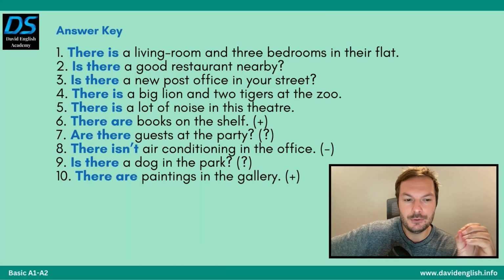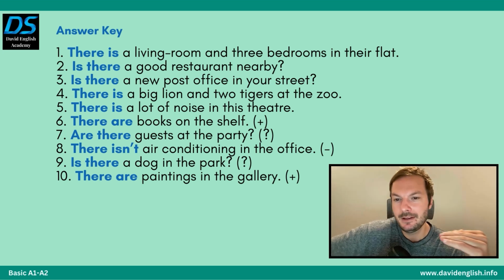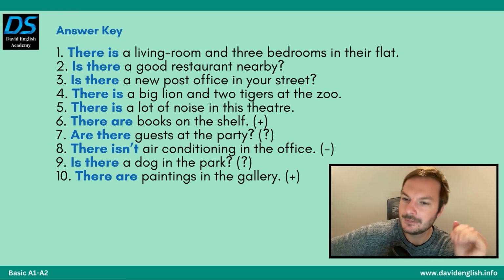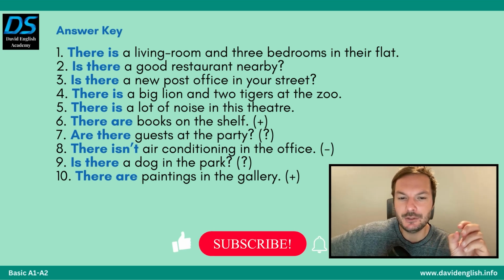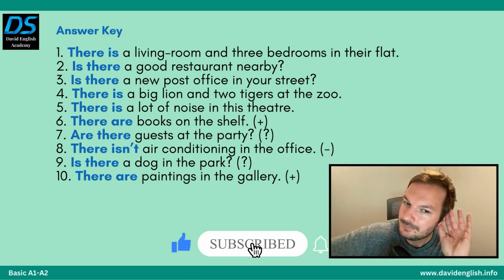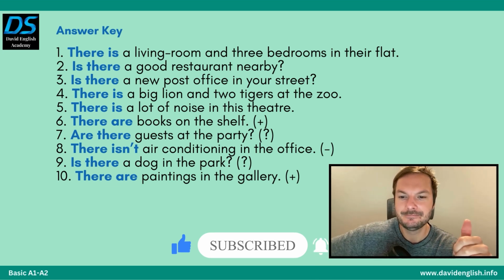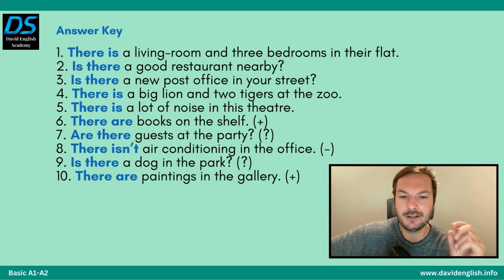At this point, if I were you, I would repeat all the answers, and you can repeat after me if you would like. Here we go. There is a living room and 3 bedrooms in their flat. 2, is there a good restaurant nearby? 3, is there a new post office in your street? 4, there is a big lion and 2 tigers at the zoo. 5, there is a lot of noise in this theater. 6, there are books on the shelf. 7, are there guests at the party?